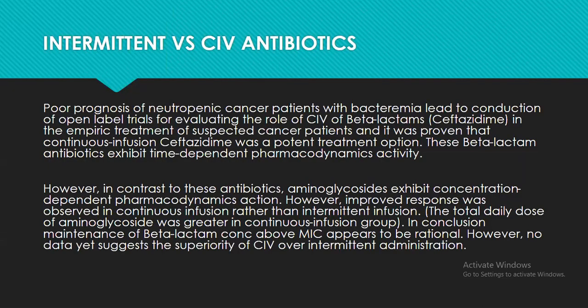Here we talk about intermittent and continuous infusion antibiotics, and which are the better antibiotics to use in these cases. While going through the literature, I found that the poor prognosis of neutropenic cancer patients with bacteremia led to the conduct of open-label trials. These open-label trials evaluated the role of continuous infusions of beta-lactam drugs, for example ceftazidime, in the empiric treatment of suspected infection in cancer patients. In these trials, continuous infusion of ceftazidime proved to be a very potent treatment option.